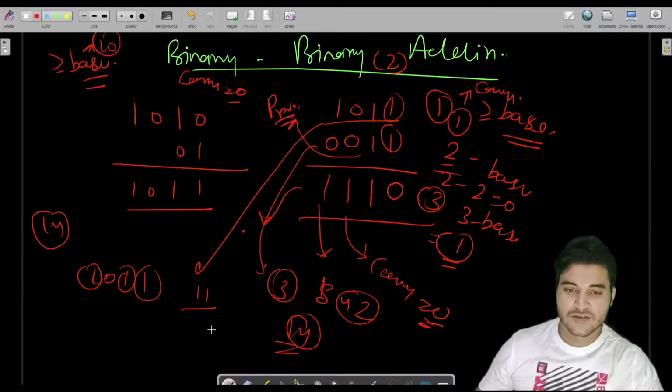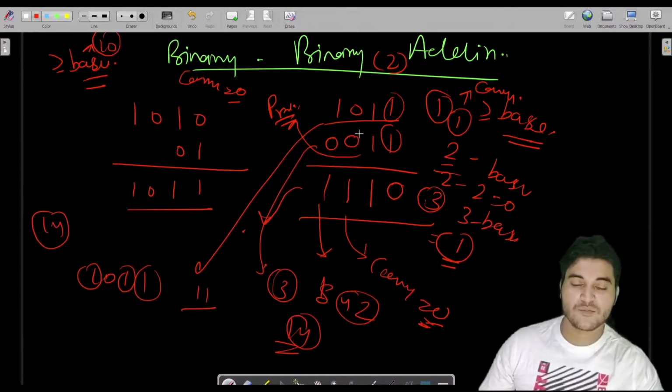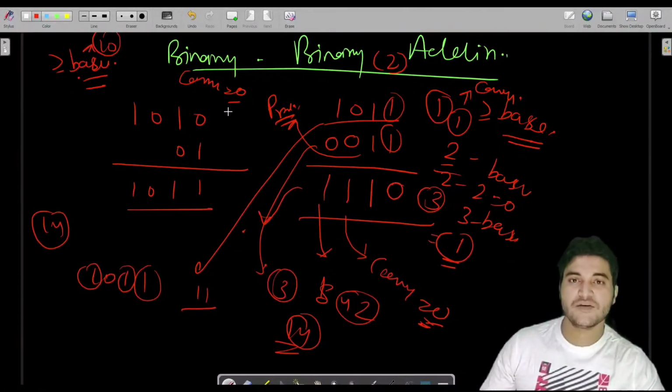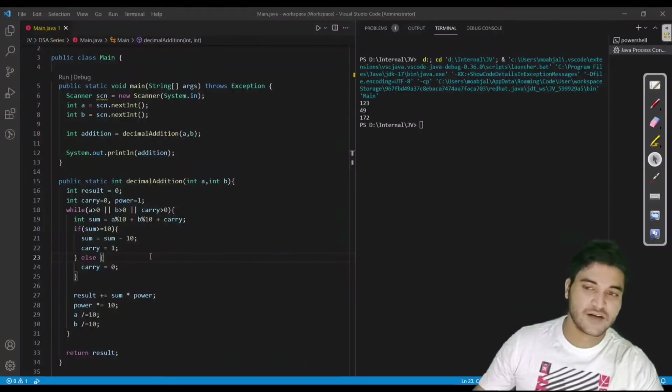So the logic I wanted to explain here is that we have already made this particular program using this particular logic. The only difference is we just have to replace the base with 2. Previously we had base 10. Now we just have to replace the base value with 2. And the remaining part we have already done.